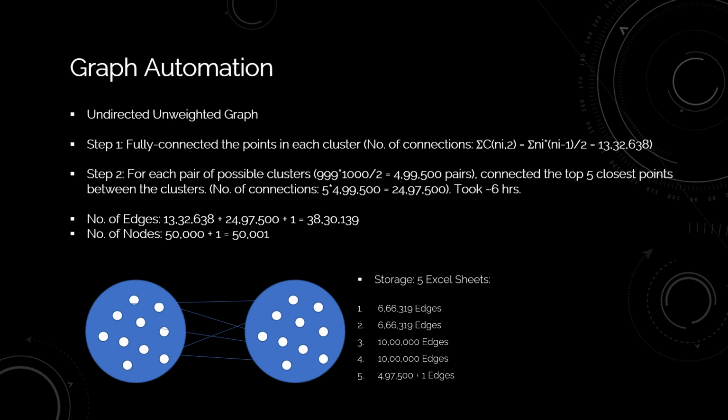So this is how we automated the graph. The graph which we took was an undirected and unweighted graph. A weighted graph is the one which is usually used, but we went with an unweighted graph.